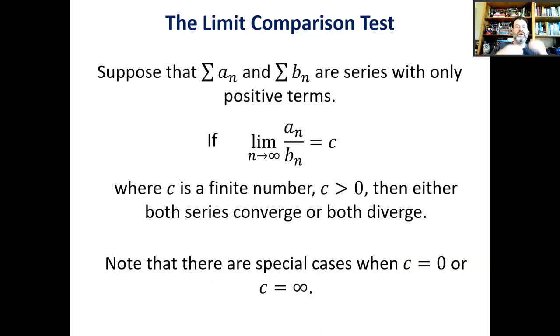So again, we're going to take the a_n terms divided by the b_n terms, take the limit as n goes to infinity. If we get a number that isn't 0, then whatever happens to the comparison series happens to the original series. And again, we're going to choose a comparison series that we know what it does. That's the idea.